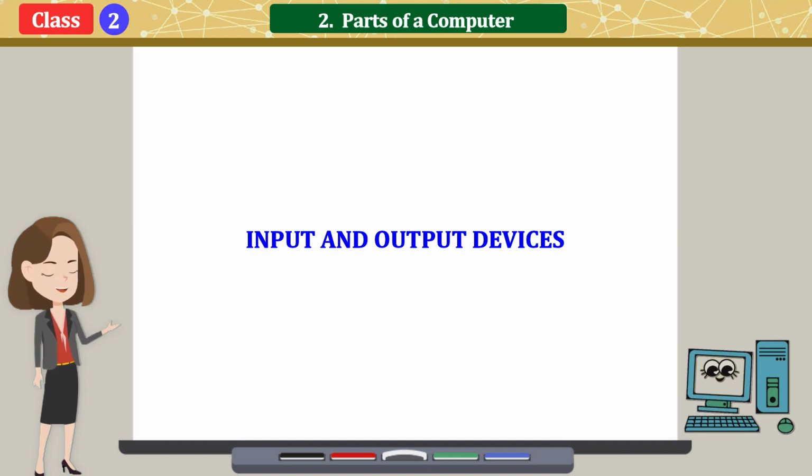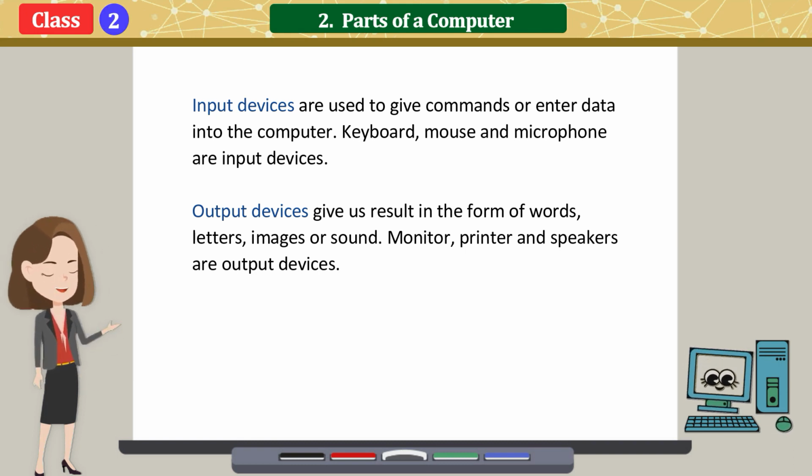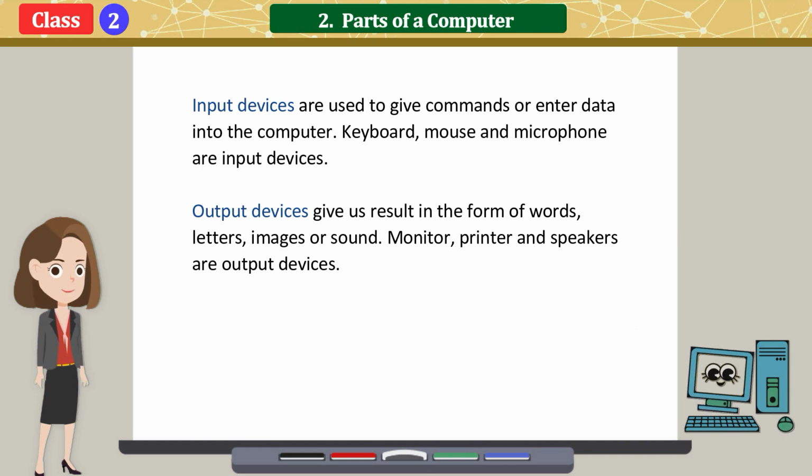Input and output devices. Input devices are used to give commands or enter data into the computer. Keyboard, mouse and microphone are input devices. Output devices give us result in the form of words, letters, images or sound. Monitor, printer and speakers are output devices.